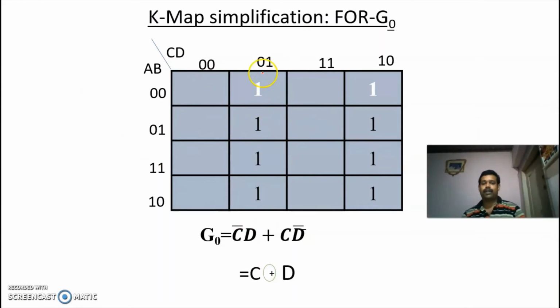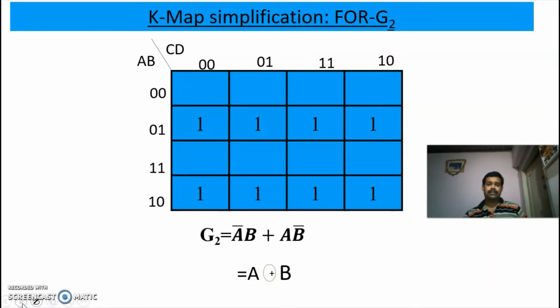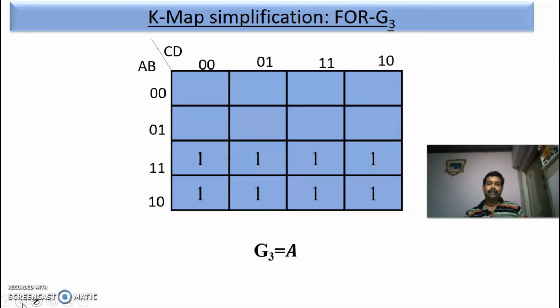We have plotted the corresponding ones. Then we have grouped and we have got the expression as C bar D plus C D bar. The expression is similar to an XOR gate, so we have written it as C XOR D. Similarly for G1, we have plotted and grouped, and we got the expression B C bar plus B bar C, which we have written in XOR. Similarly for G2, we have plotted, grouped, and got the expression. Then for G3, we have plotted and we got the expression G3 equal to A.